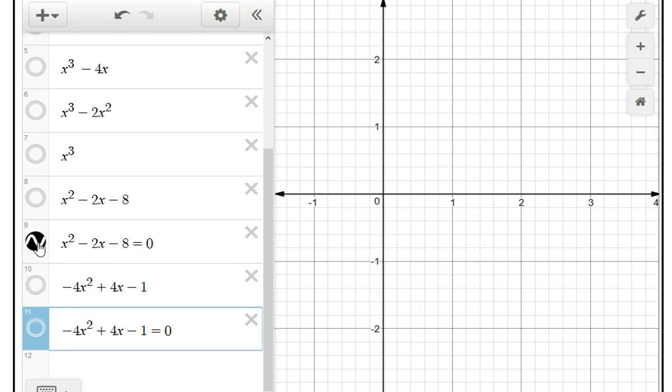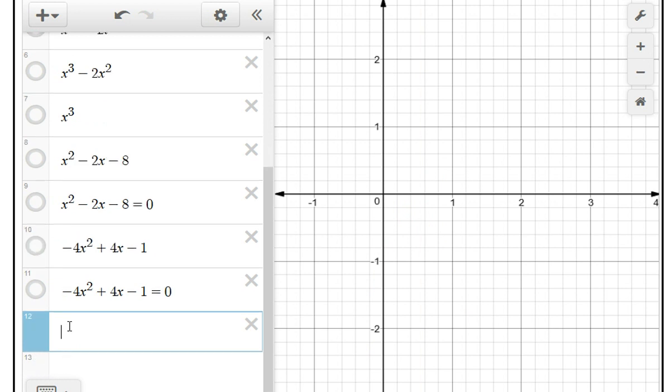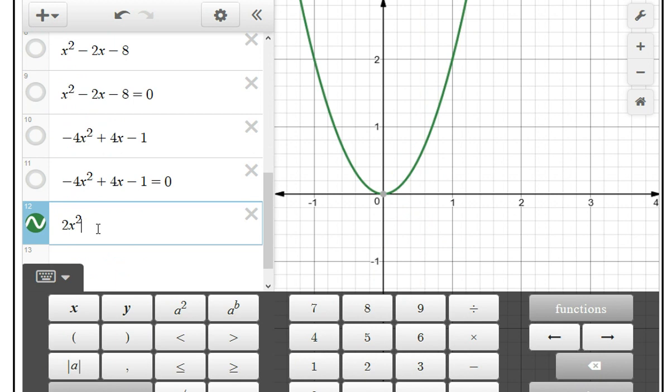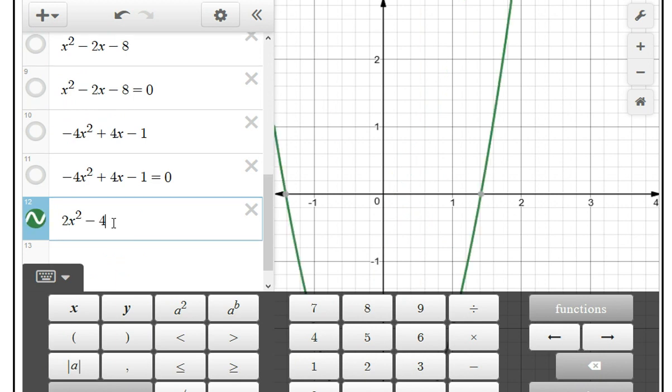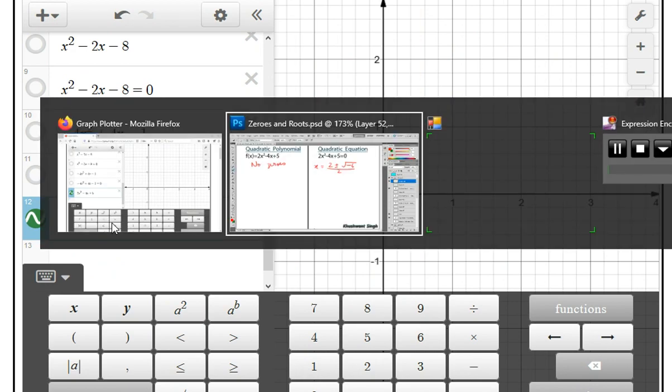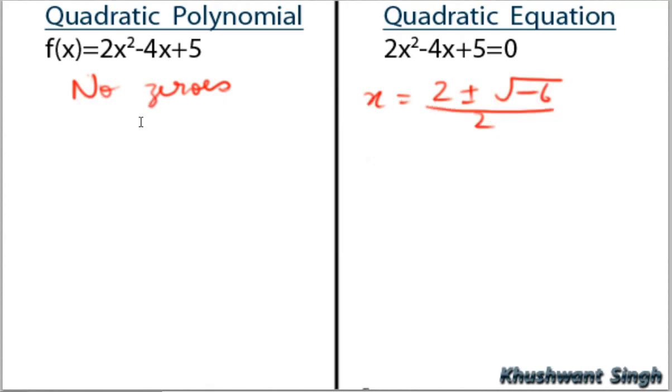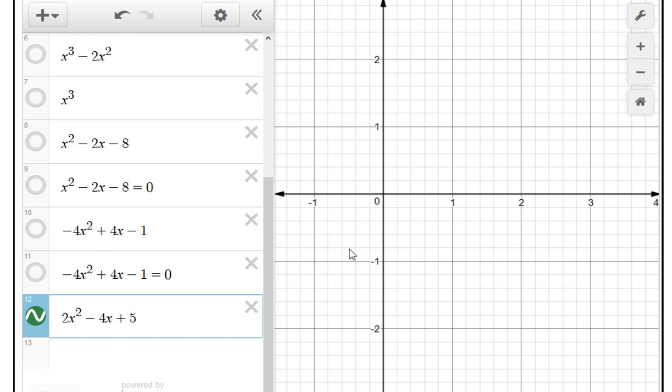So let's use this one: 2x square minus 4x plus 5. Was this the thing? 2x square minus 4x plus 5.